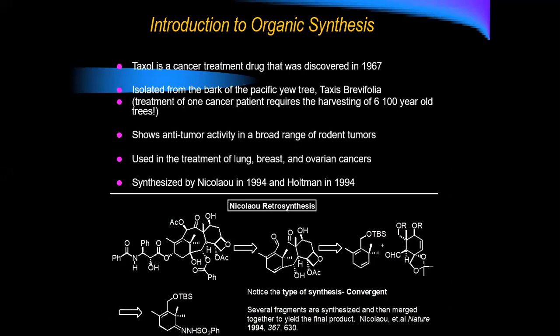All right, so in order to treat one patient, you need 6 trees that are 100 years old to harvest, to take the bark and extract out the Taxol from the bark, right? You will never get enough Taxol to give to every cancer patient who needs it with this method. So you got to develop a way to make it, right? And the way you make it is through total synthesis, right? You have a target, you know what the structure is, and then you develop a method to get to that target, right?